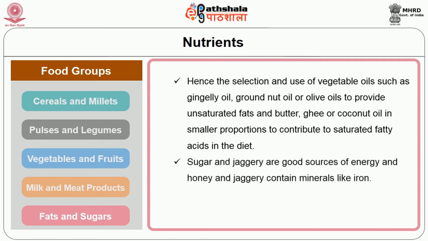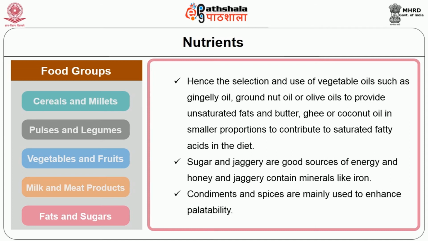Sugar and jaggery, which are also used every day in small quantities, are a good source of energy, and it is advisable to use honey and jaggery instead of sugar, as jaggery contains minerals like iron, and it can be used without any adulterants. The condiments and spices are also used to enhance palatability, and it is a traditional use that we use spices and condiments in everyday menus.